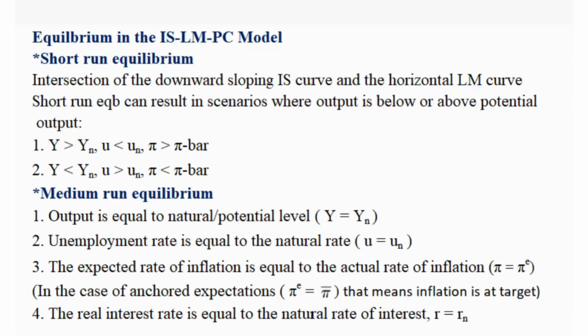In general, in medium-run equilibrium, inflation is equal to expected inflation. But obviously, if we're assuming anchored inflation expectations, that means that inflation is at its target in medium-run equilibrium. And the interest rate is equal to what we call the natural rate of interest. So this is short-run versus medium-run equilibrium in the ISLMPC model.